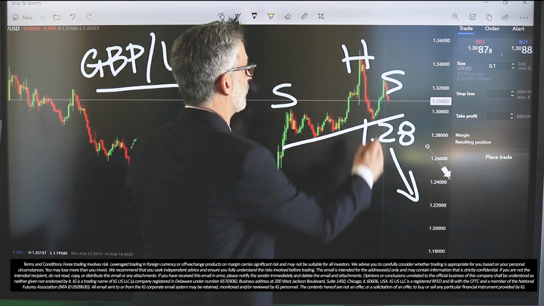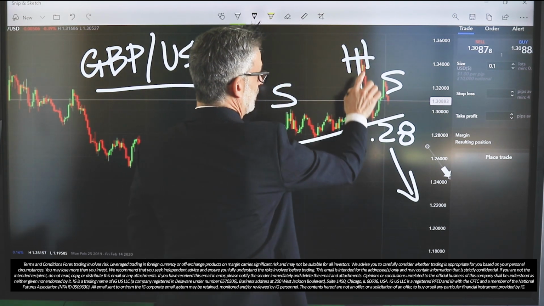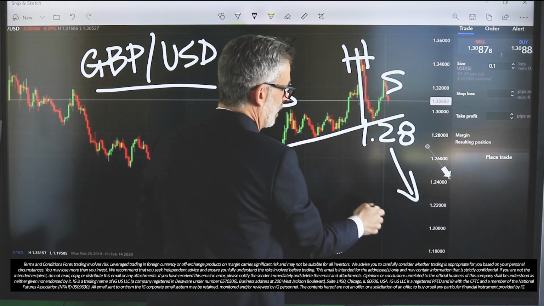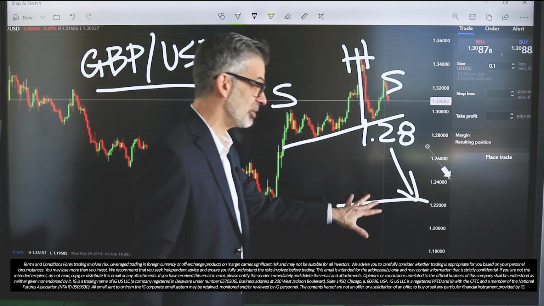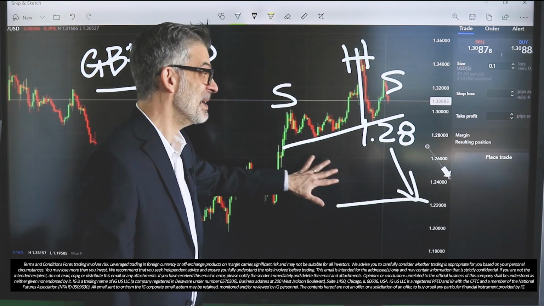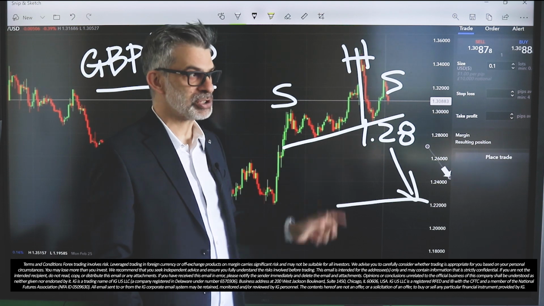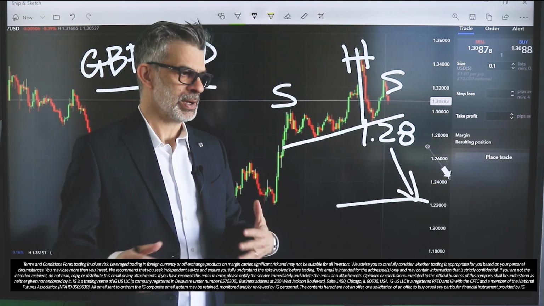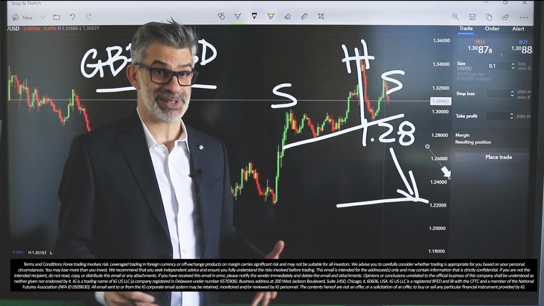That could set the tone for a move equal to the distance between the head and the neckline, which takes us down to potentially around $1.22. And that could happen in short order. We're talking about moves that could happen within 30 days, within 60 days potentially.